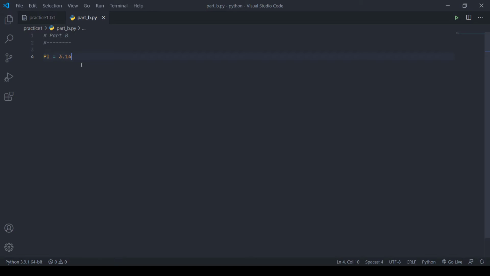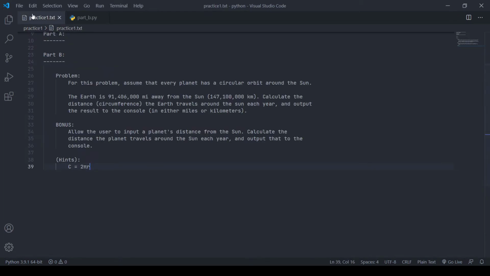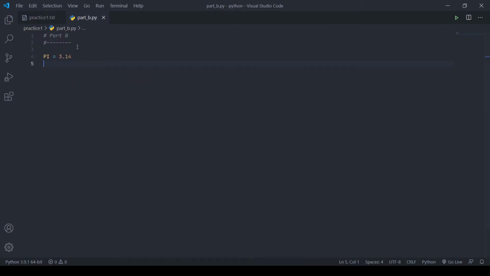So I'm going to define our first constant pi, and then for the first problem, it says to calculate the distance that the Earth travels around the sun. So we have the amount that Earth travels around the sun, or we actually have the distance that the Earth is from the sun. So I'm going to go ahead and paste that in here, and I'll even do the underscore thing just so we know. And I'm going to call this like distance, or we'll say like Earth distance.